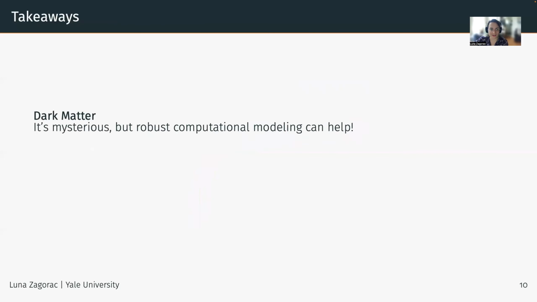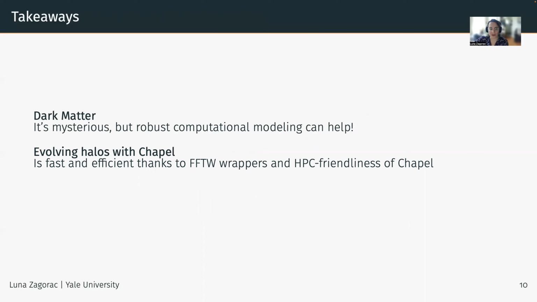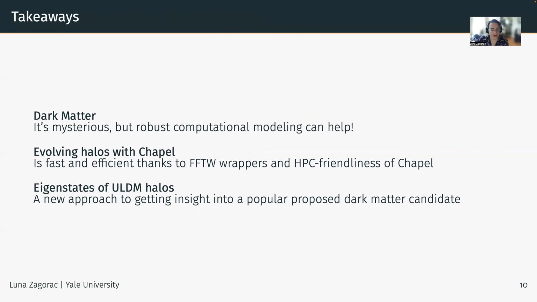So with that, let me draw some conclusions. So dark matter, it's mysterious and it's everywhere, but robust computational modeling can help. We evolve our halos with chplUltra, which is fast and efficient thanks to chplUltra's FFT routines and the HPC friendliness of Chapel in general. And finally, the eigenstates of ULDM halos are a new approach for gleaning sort of insight into this popular proposed dark matter candidate, and it is all chplUltra powered, which is the direction in which we're heading with chplUltra and our research.